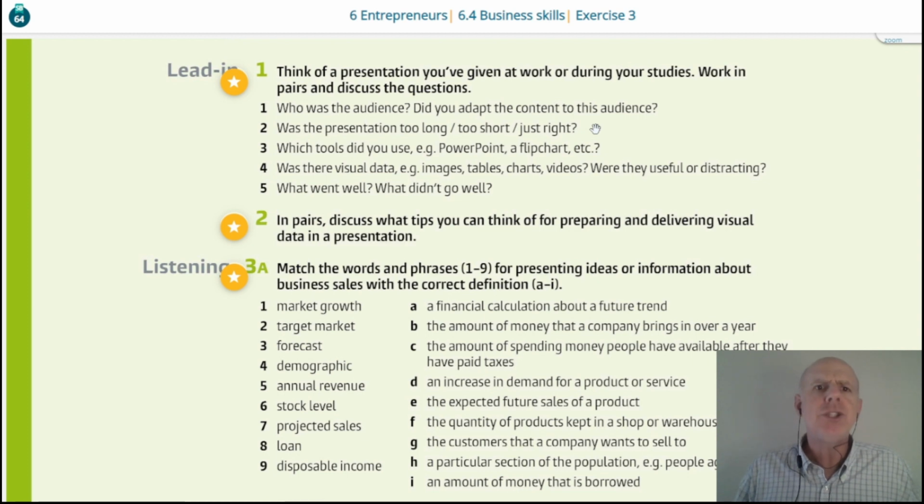Number 3, which tools did you use? Example given, PowerPoint, a flip chart, or there are other presentation tools like Canva. Nowadays, Canva is very common. And do you know how to use it?